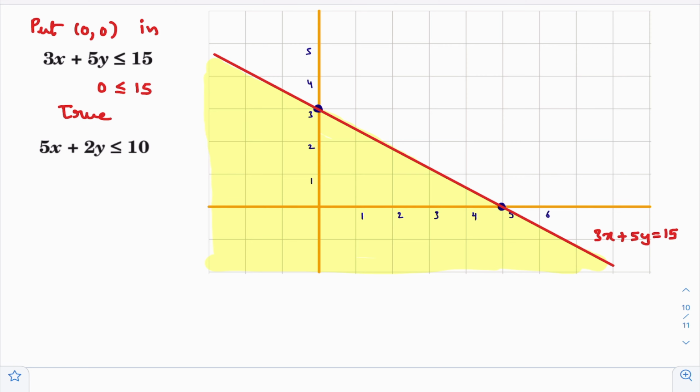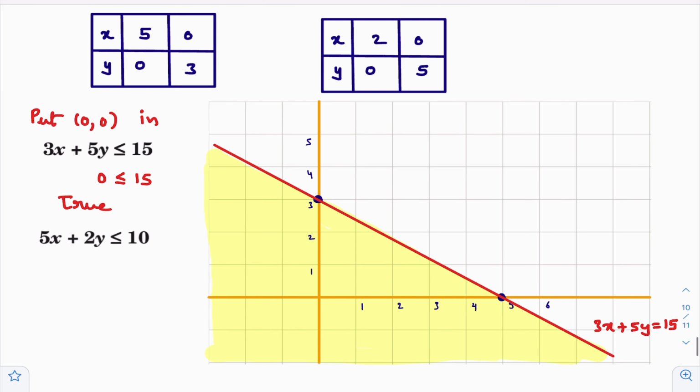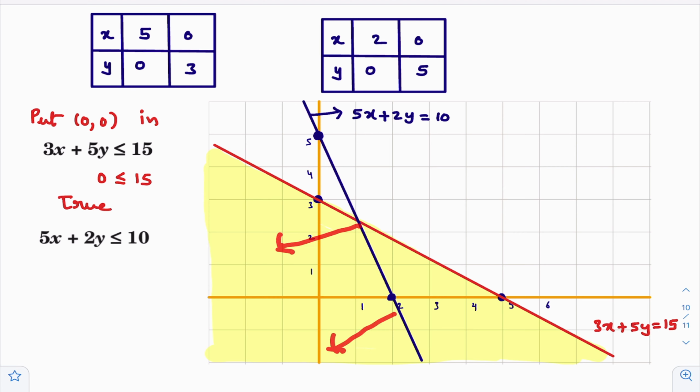For this, we already calculated 2 points on this line. What are those 2 points? 2, 0 and 0, 5. You mark these 2 points on the graph sheet. See here, the 2, 0 point is here, and the 0, 5 point is here. Now you join a line passing through these 2 points. So what is this line? This line is 5x plus 2y equal to 10. If you observe, for this line, origin side and non-origin side are present. See, here origin is there. For this blue color line, this side is the origin side.